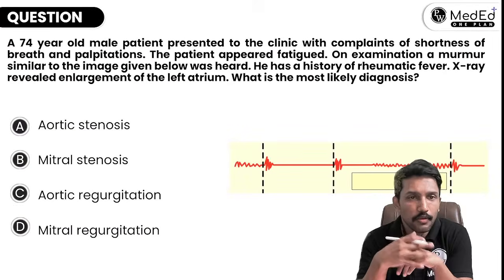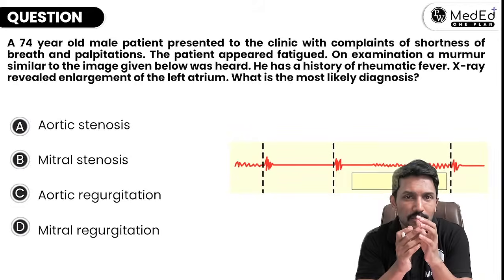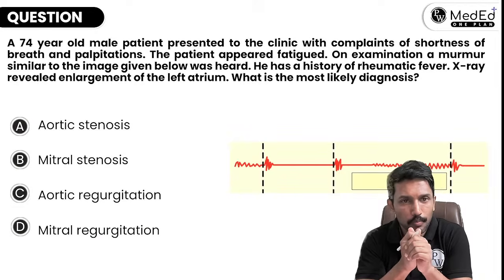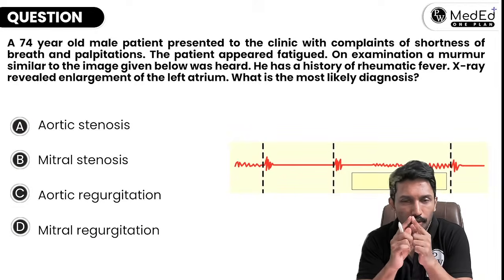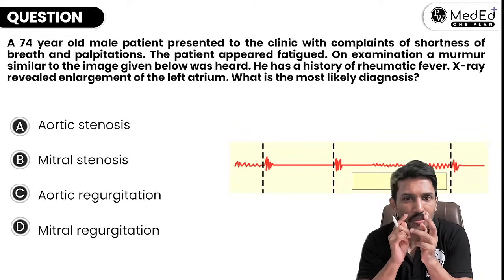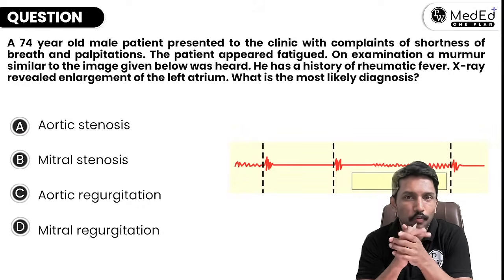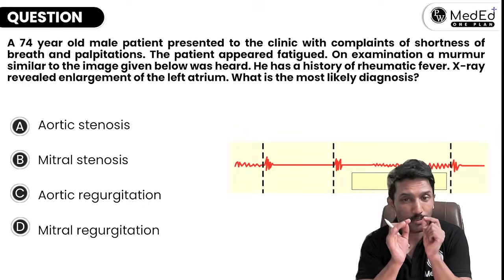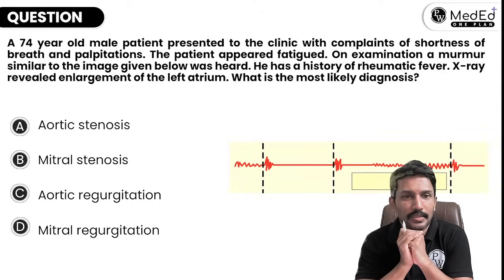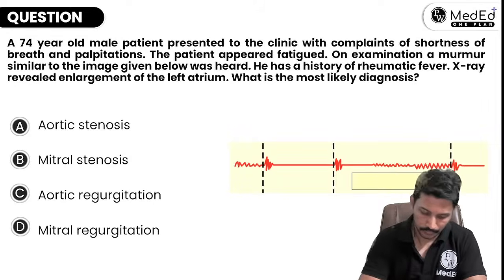A 74-year-old male presents with complaints of shortness of breath and palpitations. The patient appeared fatigued. On examination, a murmur similar to the image given below was heard. He has a history of rheumatic fever. Okay, so I get one potential clue here. X-ray revealed enlargement of the left atrium. What is the most likely diagnosis?